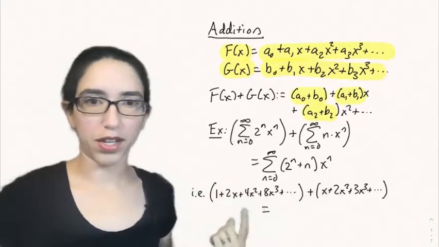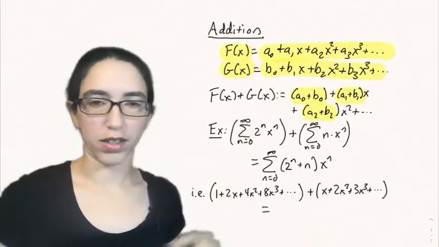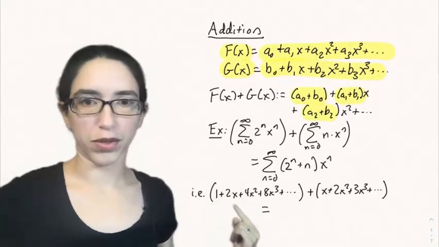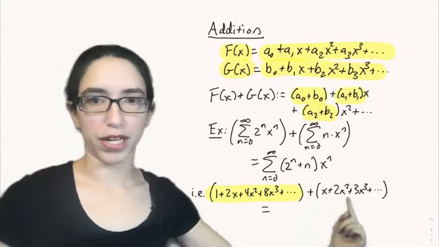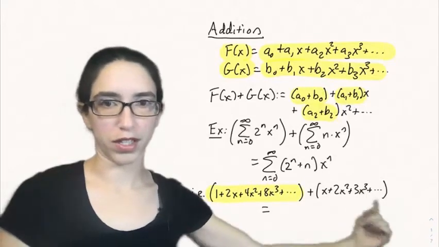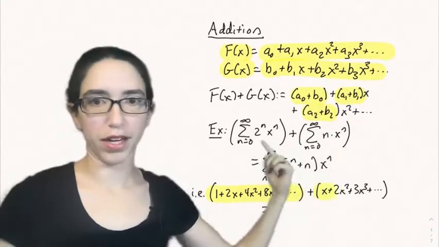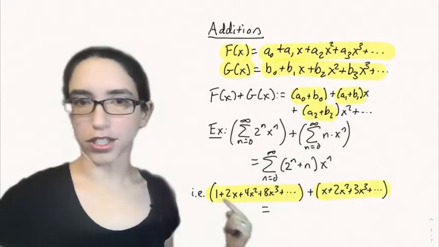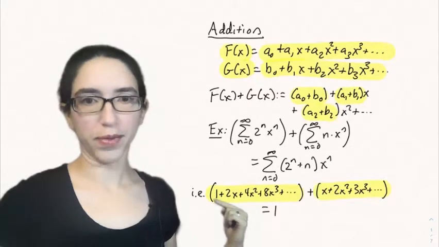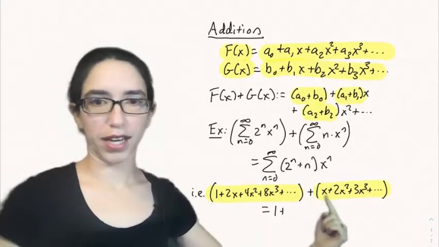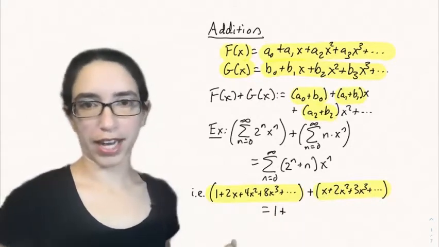Writing these sums out in terms of actual monomials, we get 1 plus 2x plus 4x squared plus 8x cubed, etc. And then x plus 2x squared plus 3x cubed plus dot, dot, dot. Those are those two summations we did up here. And again, you can think of it as just combining like terms. So there's a 1, a constant out front. And then 2x plus x is 3x. So we get a 3x as our next term.